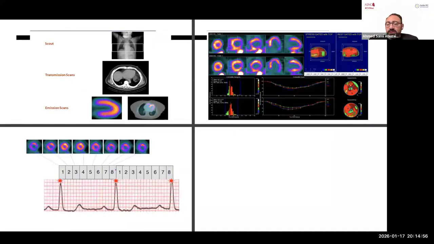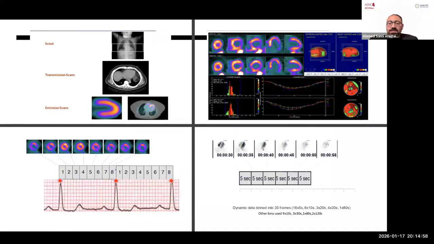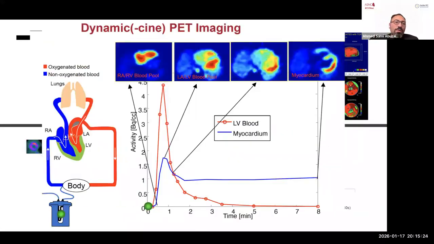And also we can pick up wall motion abnormalities, as long as the tracer follows the chambers, as we can see here, a transition from the right side to the left side, from right atrium to right ventricle, left atrium, left ventricle. I think we care a lot about the left ventricular myocardium and left ventricular cavity, because at the end of the day, after we display the images and the gating, we can measure myocardial blood flow in our dynamic cardiac PET images.